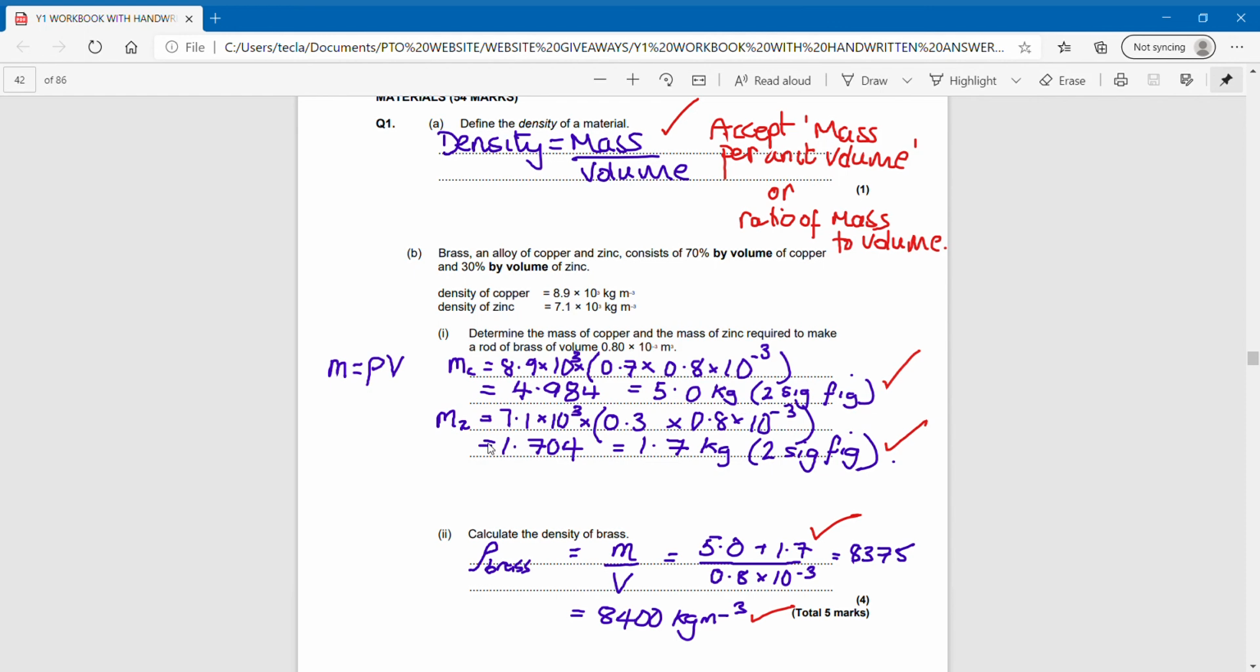The mass of zinc, similar method. So mass equals density times volume. So density of zinc, 7.1 times 10 to the 3, multiplied by 30% of the volume of the brass rod that we want to make, 0.3 times 0.8 times 10 to the minus 3. That gives us 1.704, which equals 1.7 kilograms to two significant figures.